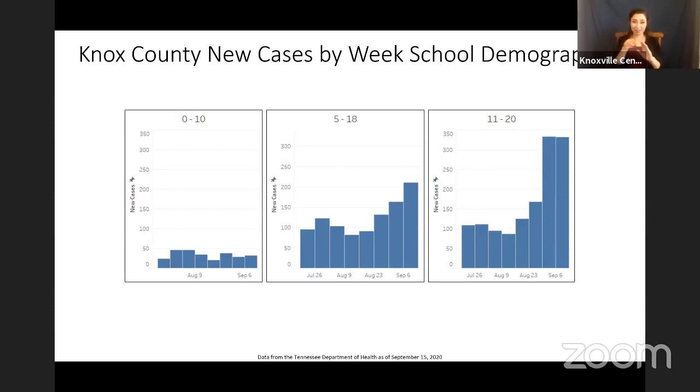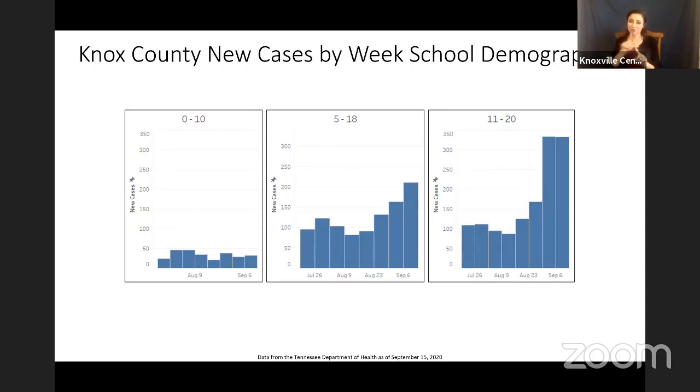And on the right, the 11 to 20 is rising. So I think what you can conclude from that is 11 to 20 is contributing more to that growth than the 0 to 10. And so clearly the 19 to 20-year-olds are having an impact. Dr. Buchanan's data showed that as well.